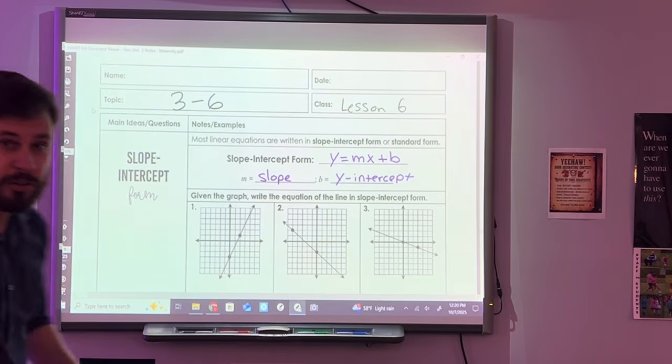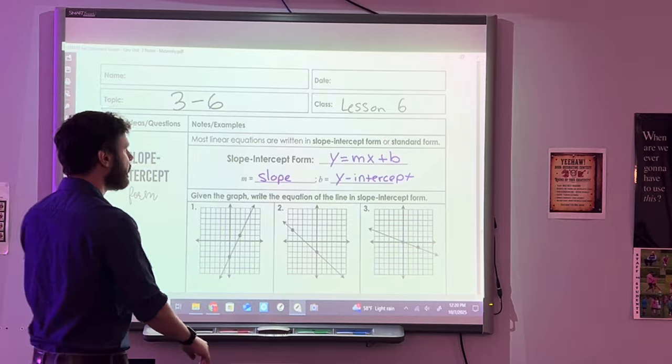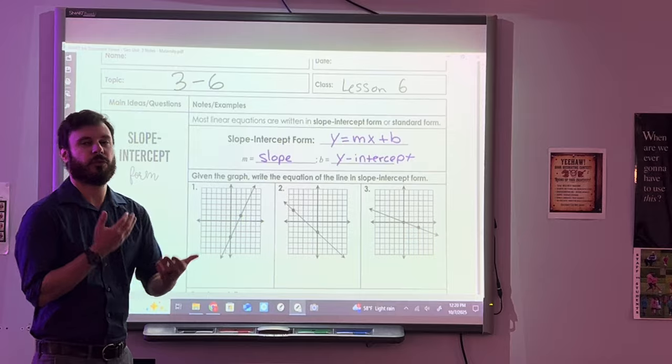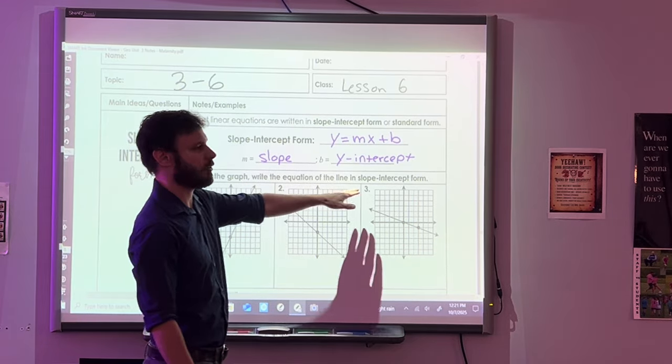Okay, in lesson 6, we're going to talk about slope-intercept form. Again, algebra 1 review. Slope-intercept form is y equals mx plus b, where m stands for the slope. Remember, that's the rise over the run. And b is the y-intercept.